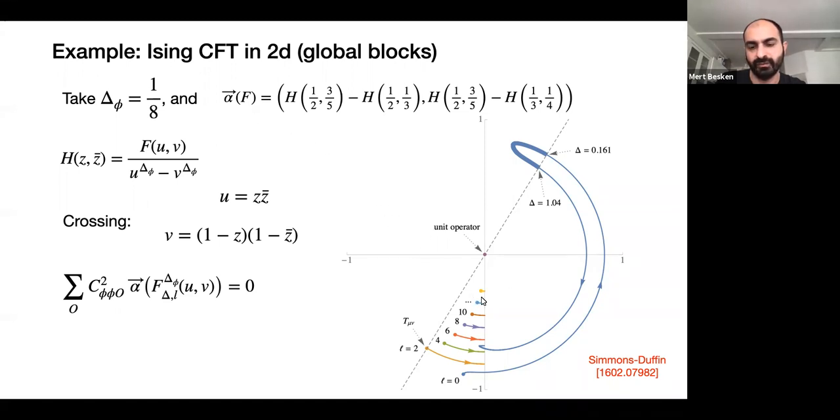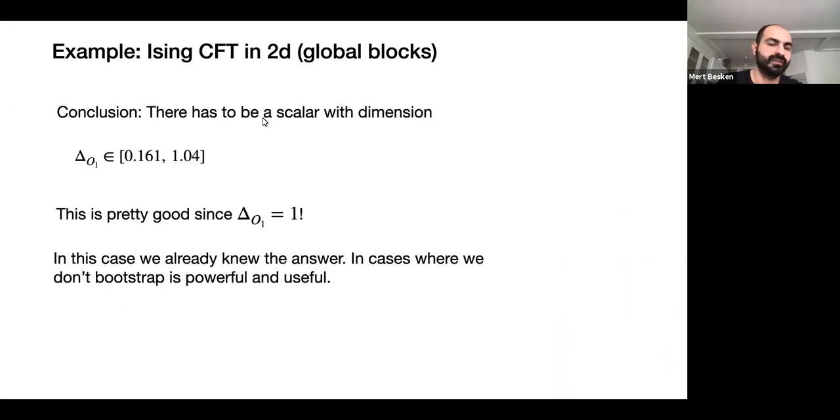And then this alpha functional in this two-dimensional plane just maps the trajectories of every even spin operator that appears in the OPE, starting from the unitarity bound, one traces the tracks. And then something interesting happens for the scalar, which traces this interesting curve. And we see a separating plane appears here. That means we need to include this part in the spectrum. And so the conclusion is there has to be a scalar with the dimension lying in this range here.